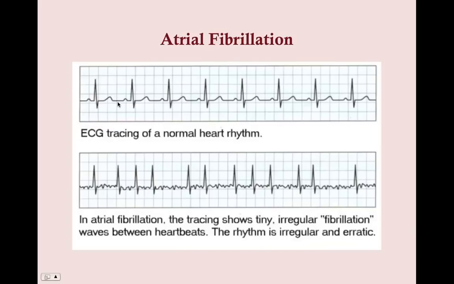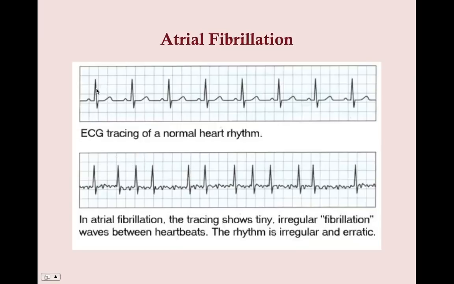Okay, here's another one. So this is very distinct. It's just tiny fibrillating waves in between the heartbeats. And your T wave is actually kind of enveloped into this fibrillation too. So that's another thing: you might not see your T waves. But what's characteristic of atrial fibrillation is that irregular heartbeat.